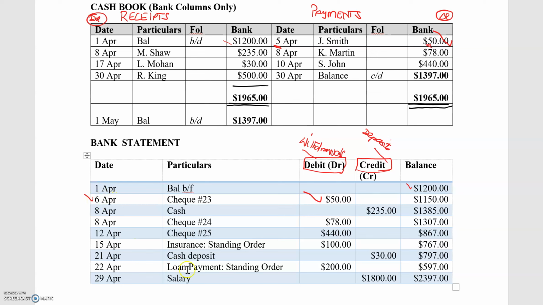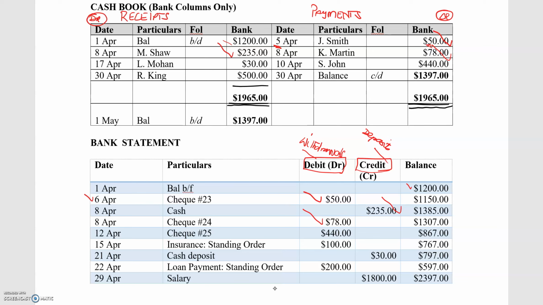We look at April the 8th, so we have a receipt in the cash book of $235 and a corresponding deposit into the bank account of $235. We look at April the 8th. In the cash book, there's a credit entry of $78. There is a corresponding debit entry of $78 by way of check number 24 in the bank statement.